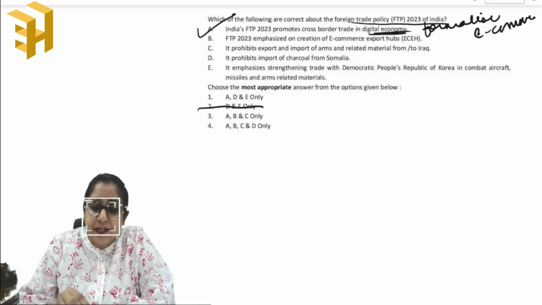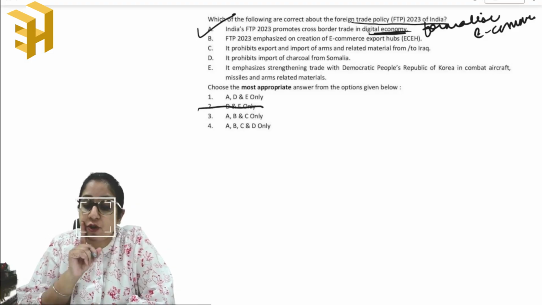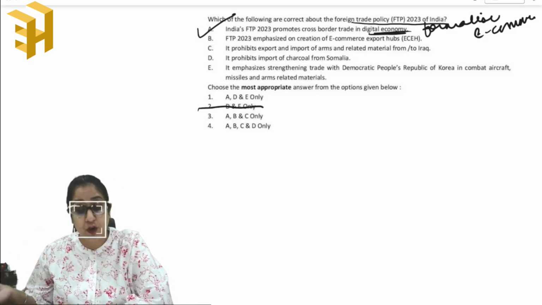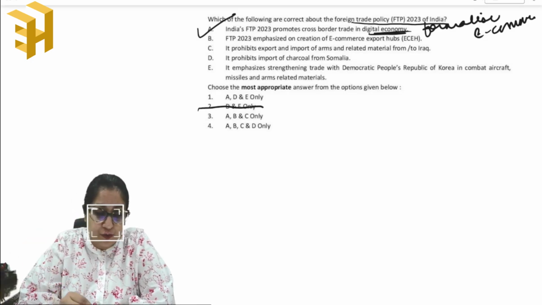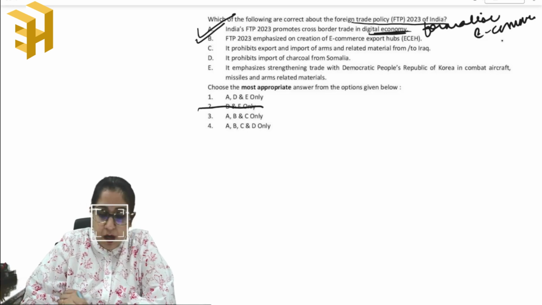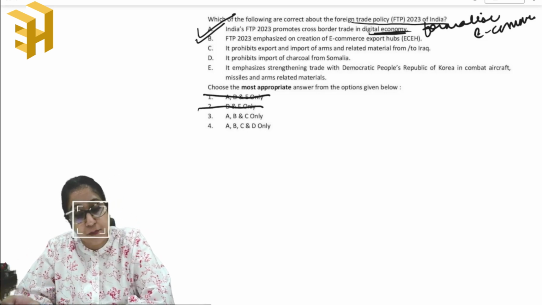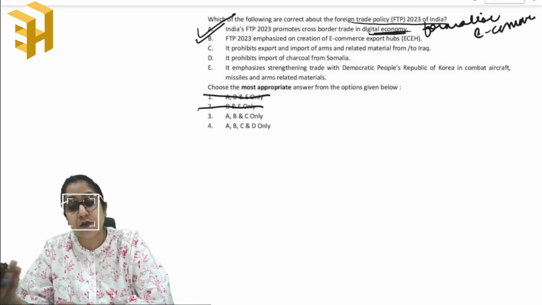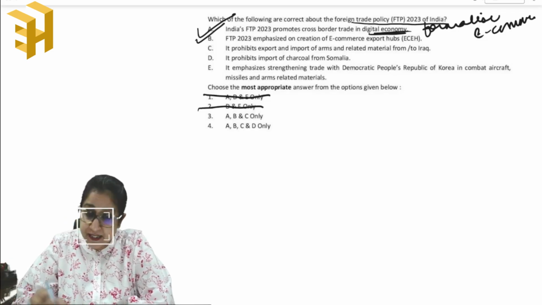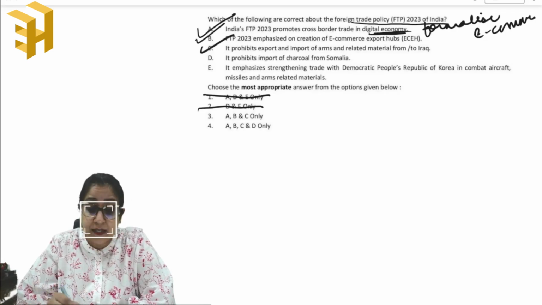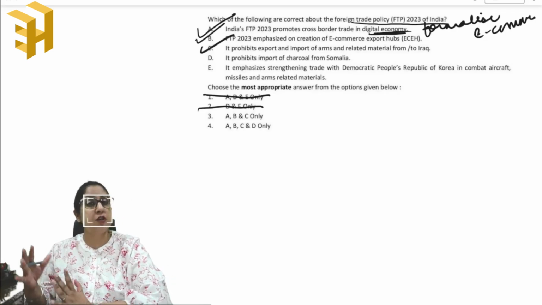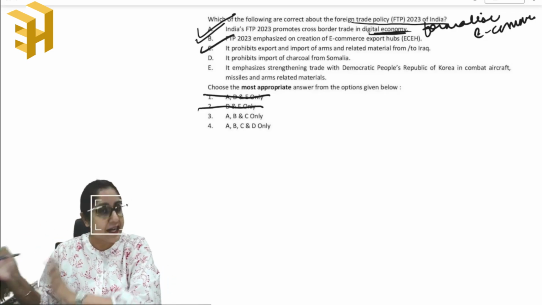Second, FTP 2023 emphasized on creation of e-commerce export hubs. That is very, very true, right? So we can strike out 1. Then it prohibits export and import of arms and related materials from or to Iraq. Yes, that is true, right? That is very, very true according to the UN Security Council guidelines.